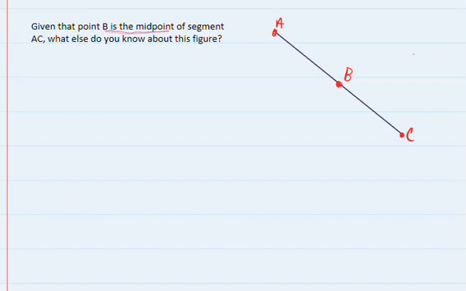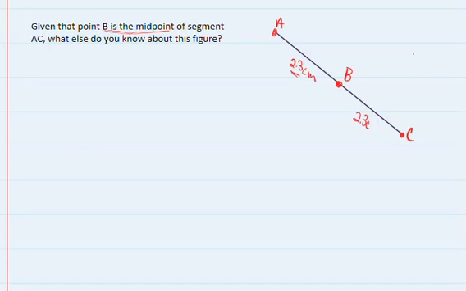If B is the midpoint, that means that if I were to measure segment AB, let's say I took a ruler and I measured this, and it says something like, I don't know, 2.3 centimeters, you would not have to measure segment BC because you already know that its measurement would be 2.3 centimeters because of the definition of midpoint. The fact that B is a midpoint tells you that segment AB and BC are the same length.